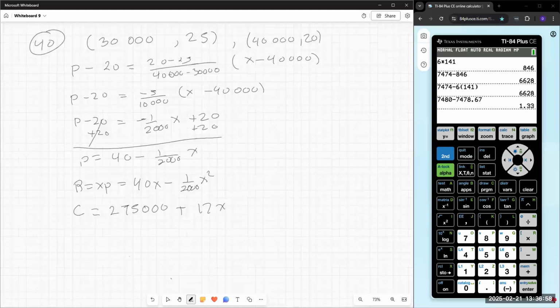So my profit function is my R minus my C, is 40x minus 1 over 2,000 x squared minus 275,000 minus 17x. So my profit function, 40 minus 17 is 23.